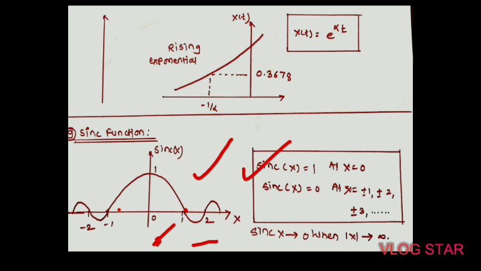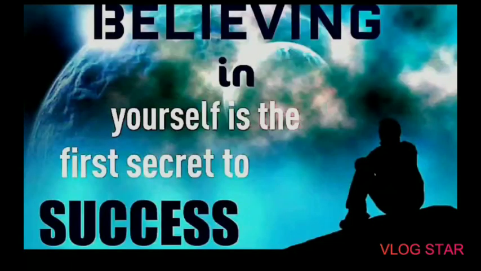Here this figure shows that the sinc function has the shape of a sine wave. Its magnitude goes on decreasing as the value of x increases, that is, sinc x tends to 0 when the value of x tends to infinity. We have completed the types of elementary signals in continuous time as well as in discrete time form.